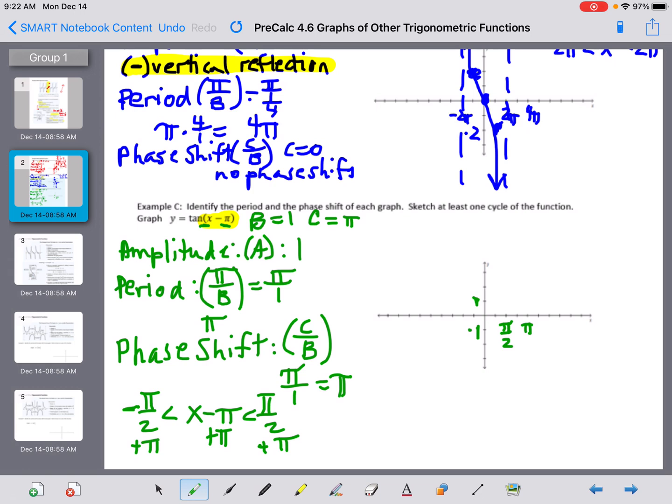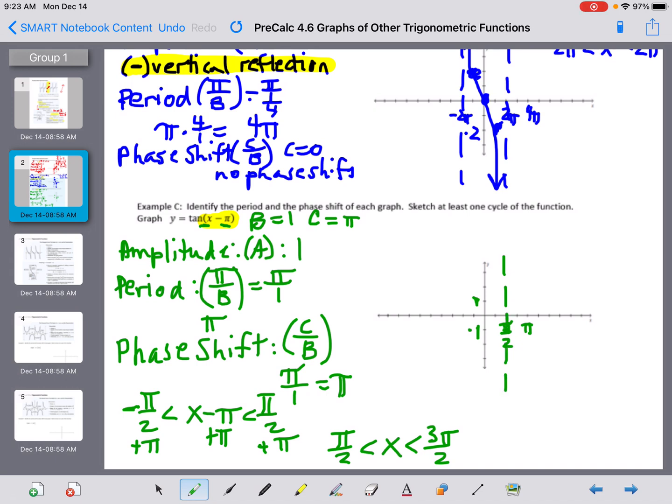Okay, so negative pi over 2 plus pi gives me a positive pi over 2. In the middle, those pi's canceled. I'm just left with x. Pi over 2 plus pi gives me 3 pi over 2. Okay. That's the two places I need to have an asymptote. So I need to go to pi over 2 and put an asymptote. And that's my left asymptote. And I need one at 3 pi over 2.